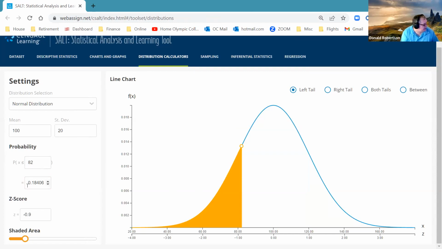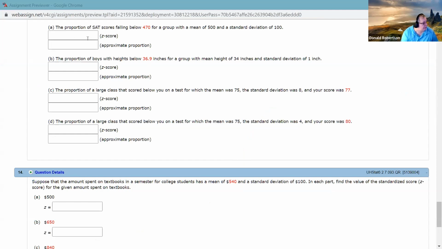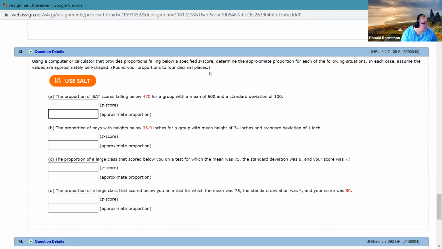Less than. This here is the proportion that they're talking about. And the guy below it is your Z-score. So your Z-score is negative 0.9. And the proportion of people who have that IQ or less is 0.18406. So if I was doing that question, Z-score would be here, approximate proportion. Do they mention what accuracy they want? Yeah, they want the answer to 4 decimal places.